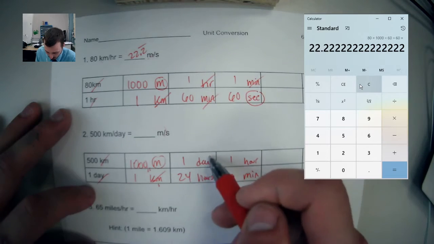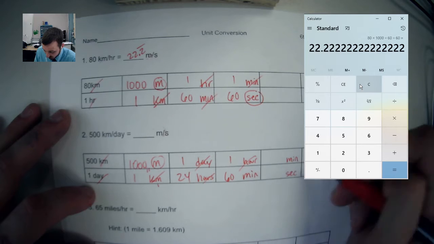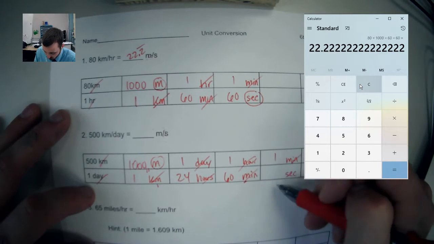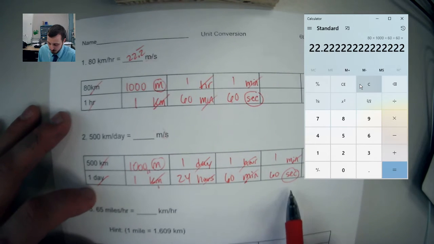And by the way, all of these things have canceled so far. And then I can go minutes to seconds. And minutes would cancel. 1 minute is 60 seconds. So we're left with seconds on the bottom. And that's what we want, meters over seconds.